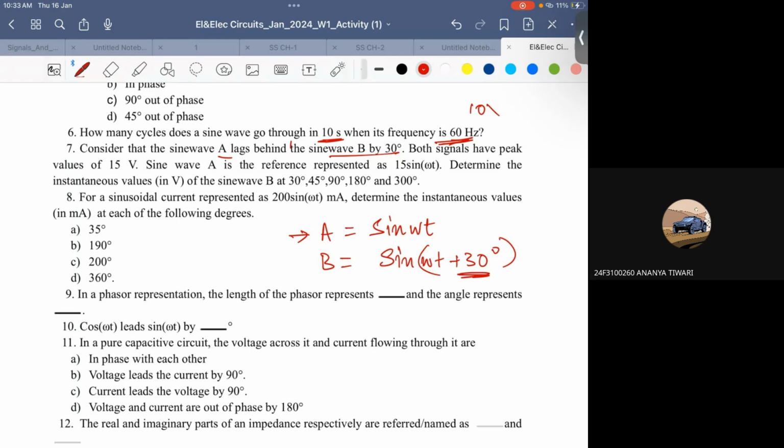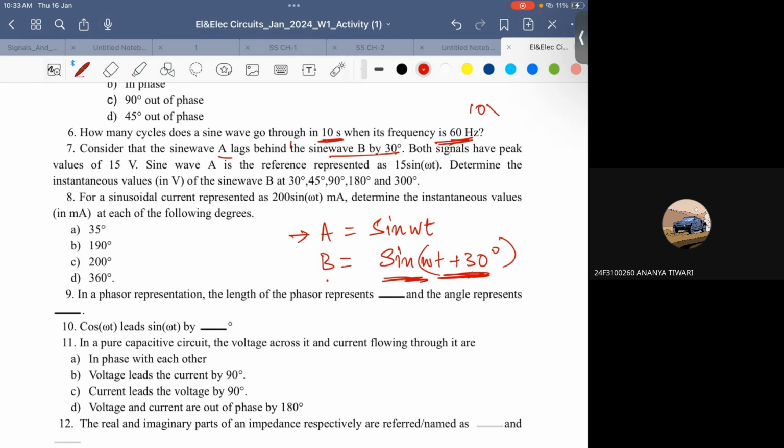So you can write it as sine omega t minus 30 for A. That is also fine. But if I'm writing for B, sine omega t plus 30, because B is leading with the phase phi, if phi is 30 degrees. So A is lagging with 30 degrees.